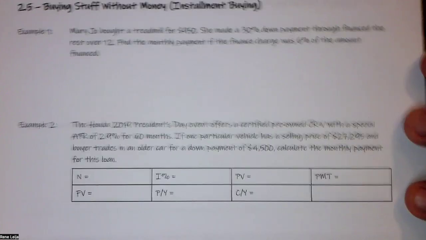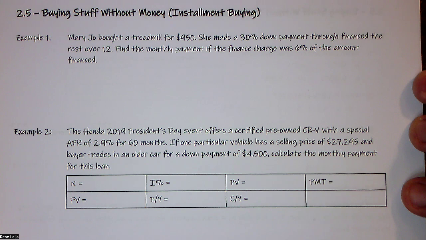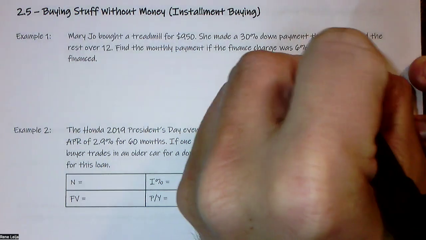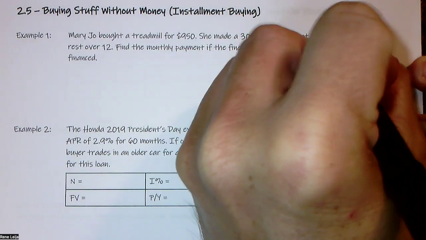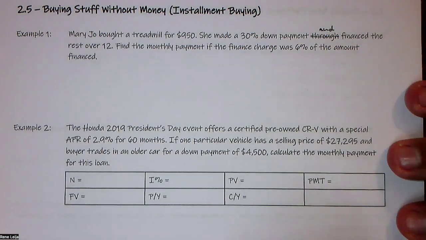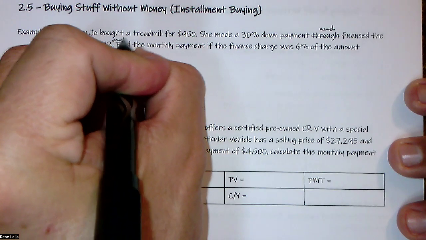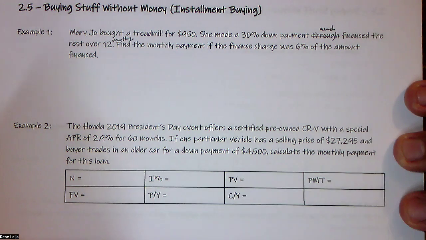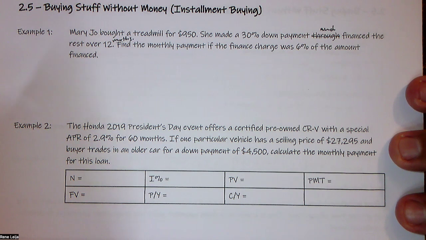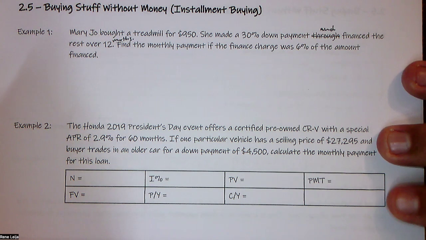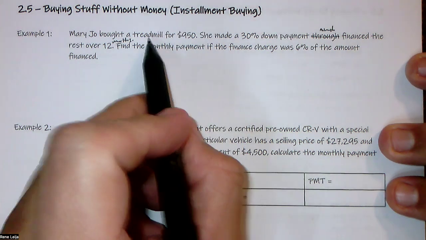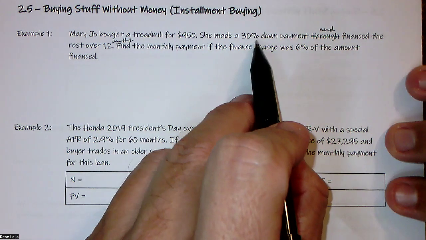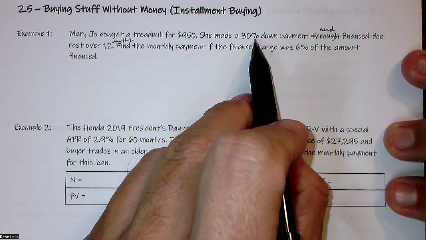So let's look at example one. Mary Jo bought a treadmill for $950. She made a 30% down payment and financed the rest over 12 months. Okay. Find the monthly payment if the finance charge was 6% of the amount financed. Okay. So she bought the treadmill for $950 and she made a 30% down payment and she financed the rest.